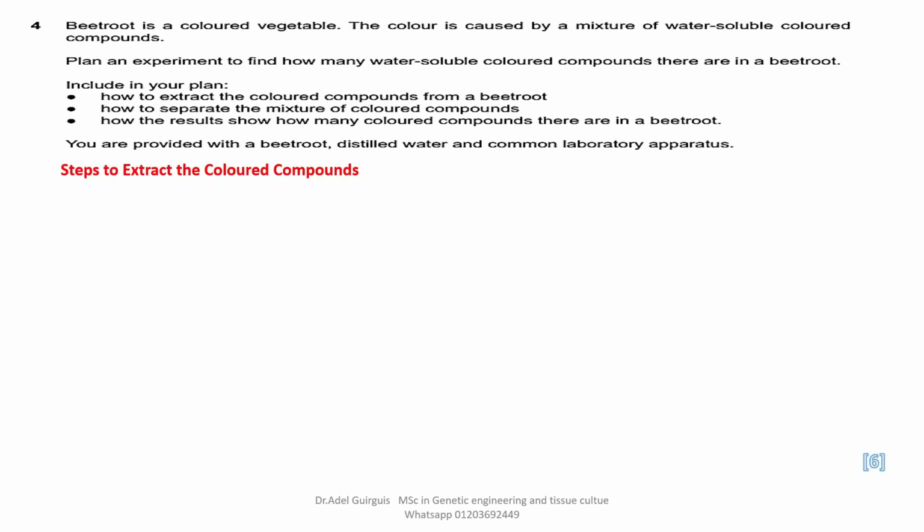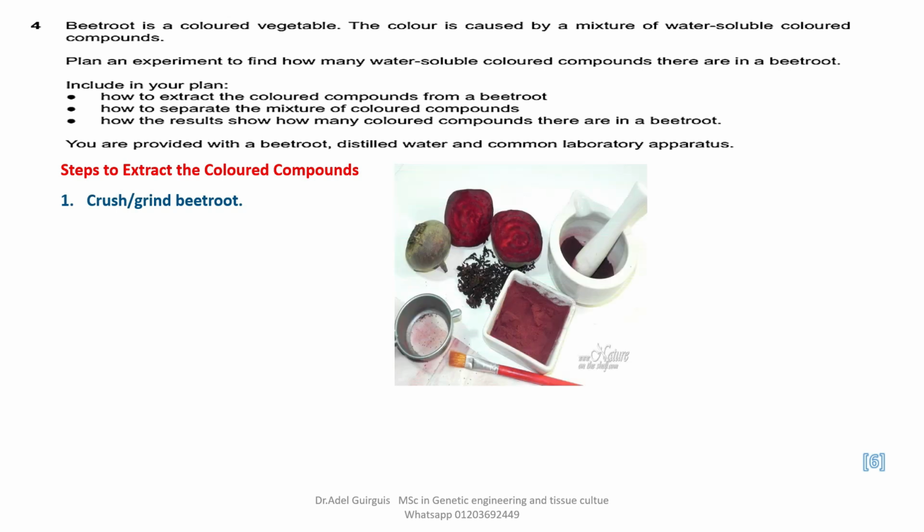First one, steps to extract the colored compounds. How to extract? We have a piece of beetroot. Look, crush, grind beetroot. How? By using pestle and mortar. Then we add water to form solution. Use pestle and mortar, mix with water to form solution. Then second question, how to separate the mixture? Steps to separate the mixture.